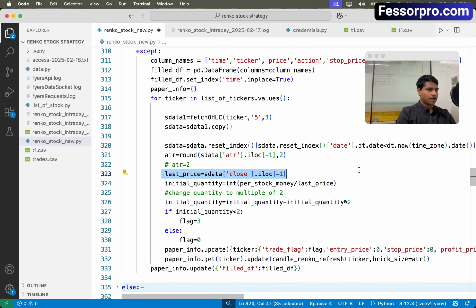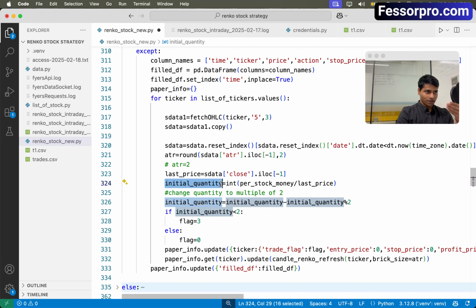So after fetching the last price, I have to calculate the quantity, right? Now this will be my initial quantity. Remember, there will be two quantities: one is initial and one is the current quantity. When I take the trade for the first time, the quantity should be a multiple of 2. At least it should be 2.